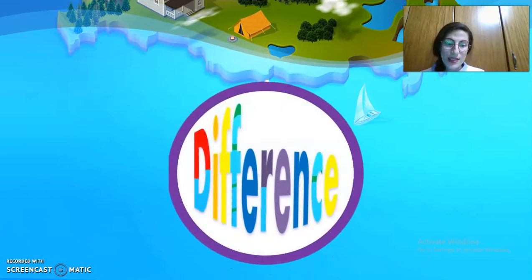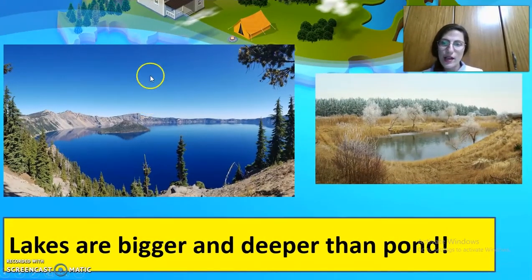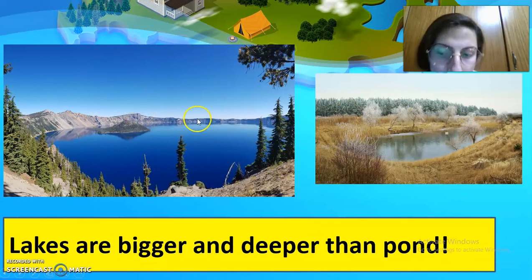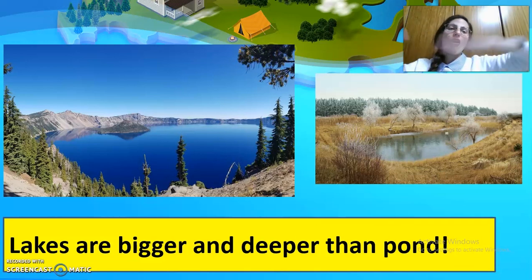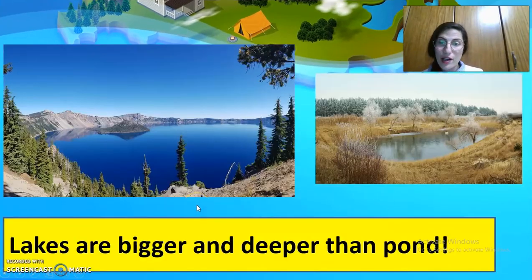Are you guys ready? When we say difference, it means they do not look alike. So as we said, this is a lake and this is a pond. If we observe carefully, we could see that the lakes are bigger and deeper than the ponds. When we say deeper, it means that the ponds are shallower, okay, or shallow, and the lakes are deeper. So again, lakes are bigger and deeper than ponds. So that's how they are different, okay?